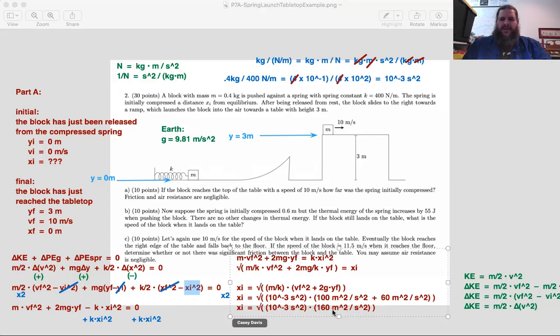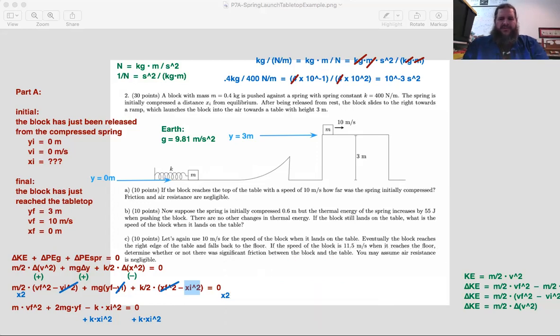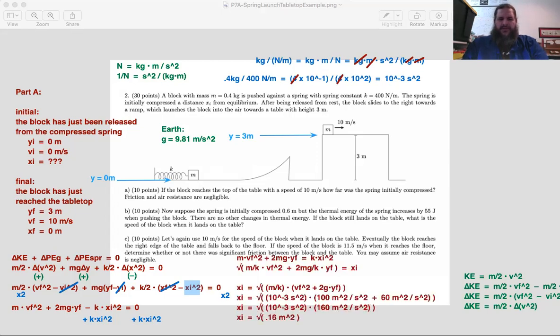Yeah, that'll be meters squared. So x initial is going to be the square root of 10 to the negative 3rd, which is just going to shift the decimal point 3 spaces over. So that'll be 0.16. And then our units are meters squared, since the seconds squared cancel out.